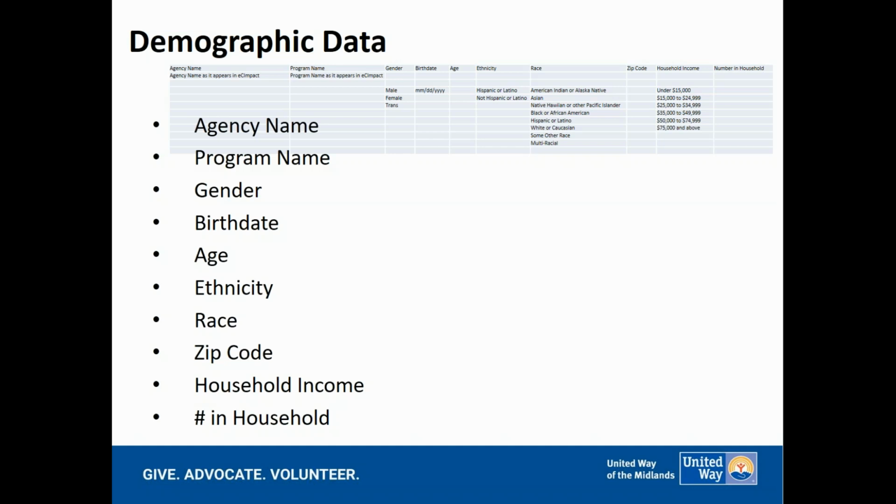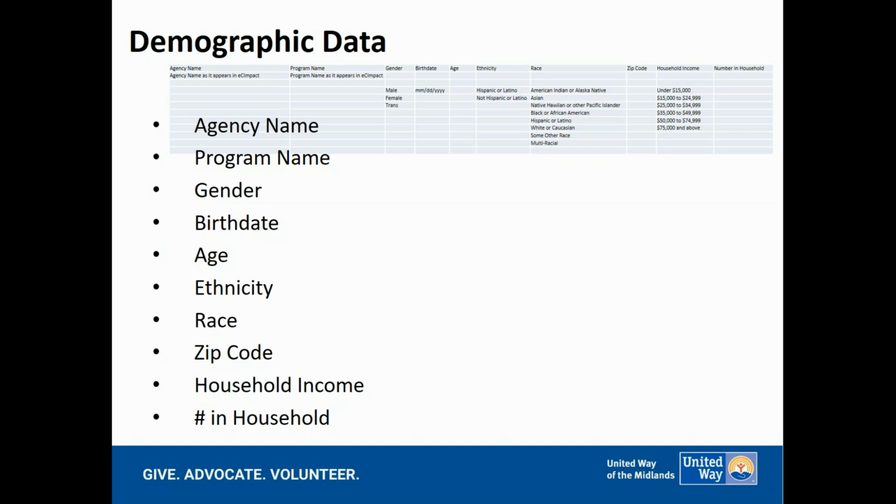This is a really small screenshot that many of you might not be able to see on the screen, but the template is located within this slide. And what it outlines is each required component of the template. So agency name, program name, gender, birth date, age, ethnicity, race, zip code, household income, and number in household.